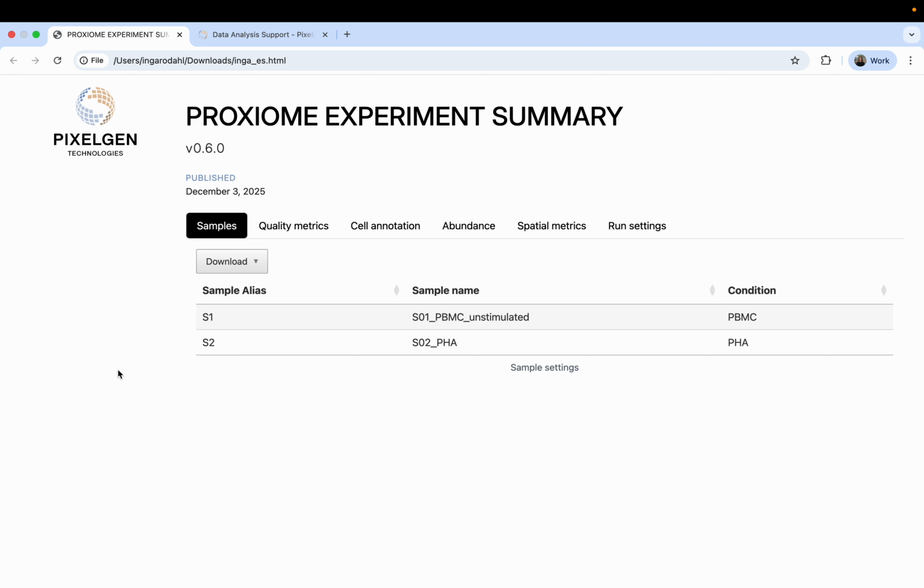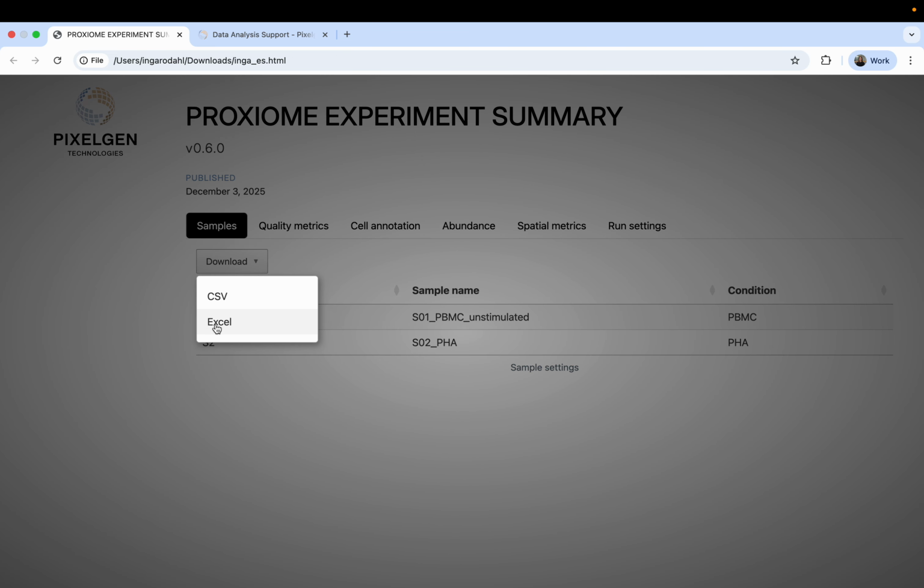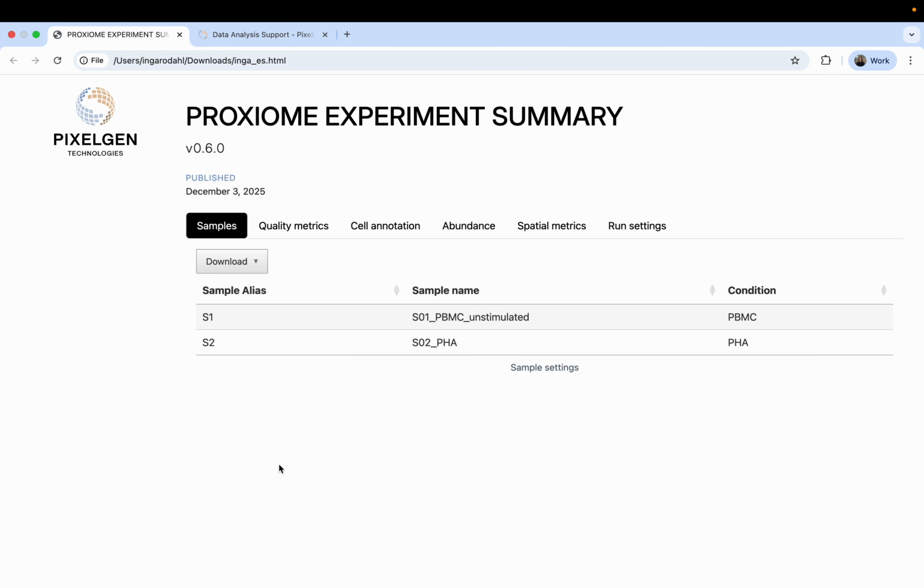And on the first page, you have an overview of the different samples you've been running and the sample names, as well as any conditions. And this you can also download as a CSV or an Excel file if you need it for any additional purposes. In this example, we have two PBMC samples, one that's unstimulated and one that has been treated with PHA to activate immune cells.